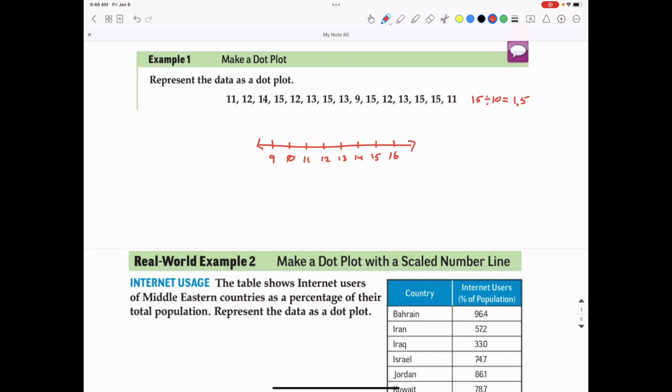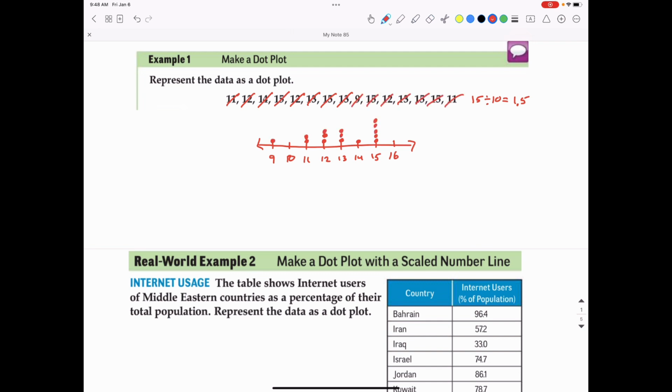And then we're going to put little dots to represent each number on the number line. So 11, we'll put a dot above the 11. I'm going to make my dots about the same size as best as I can. We'll have a dot above the 12, a dot above the 14, one above 15, and then we have another 12. So now I'm going to start stacking dots. I'll stack above the 12. 13, well, that's the first 13 I have. And then one above 15, and so on until I've done all of the points.